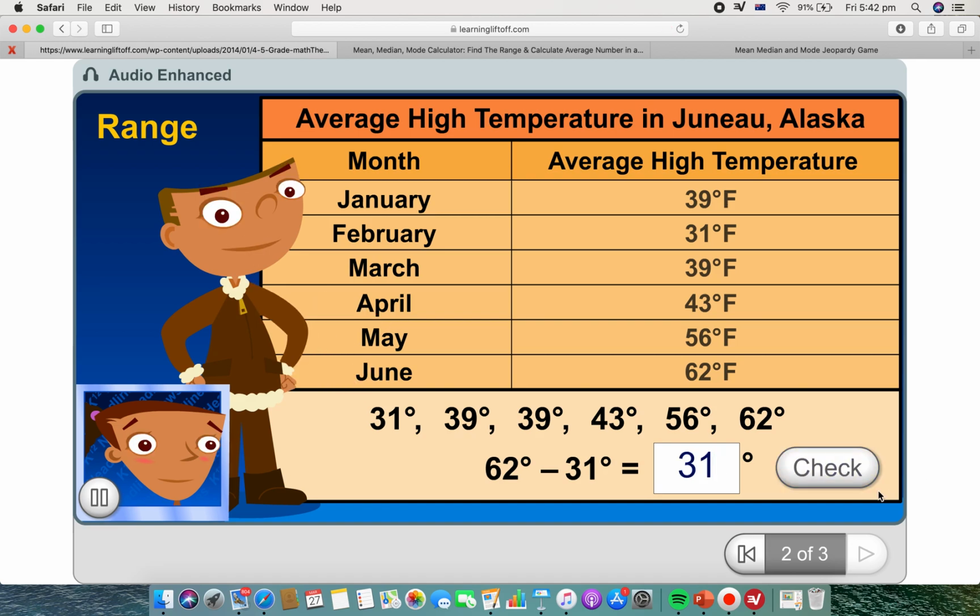So it should be 31. Correct. 62 minus 31 is 31. So the range is 31 degrees. Thank you, Alex, for explaining how to find the range. Very informative. Sure thing.